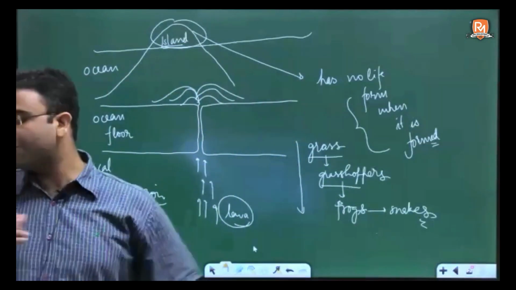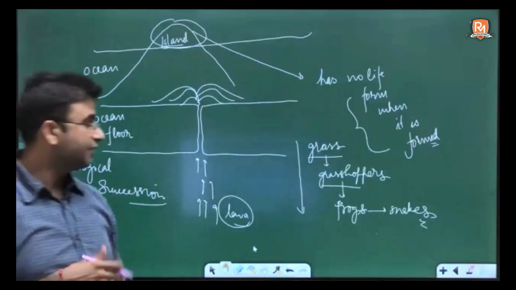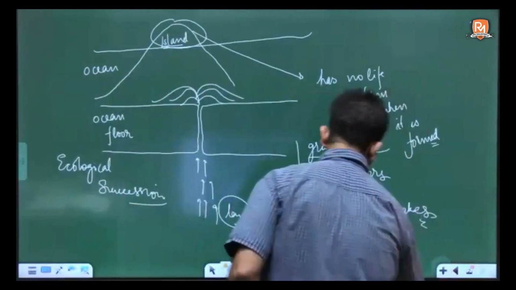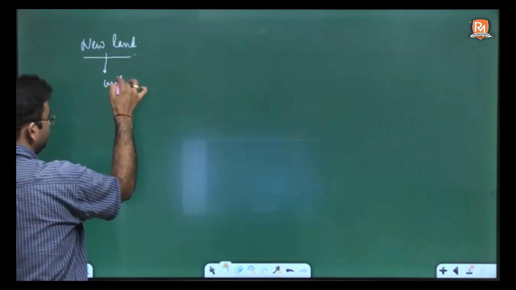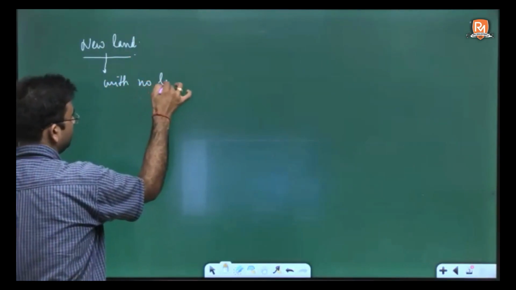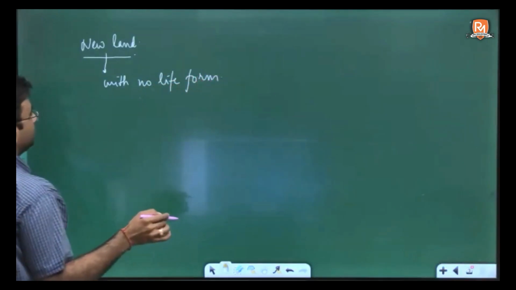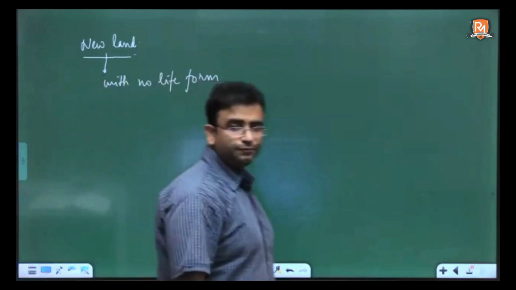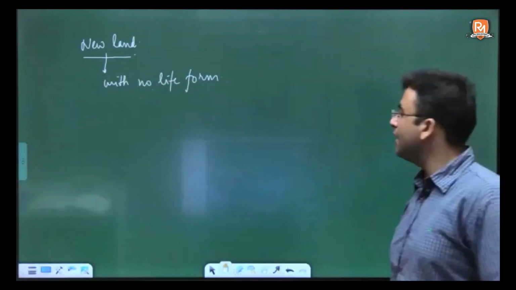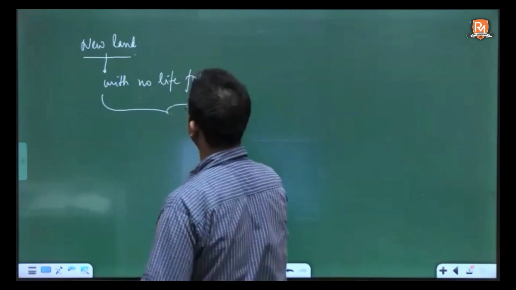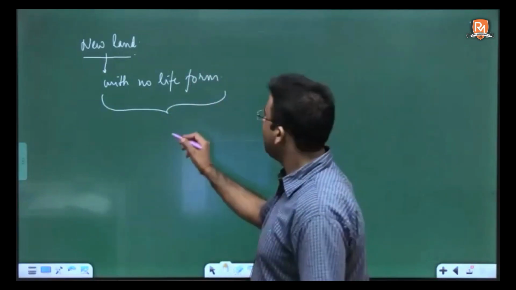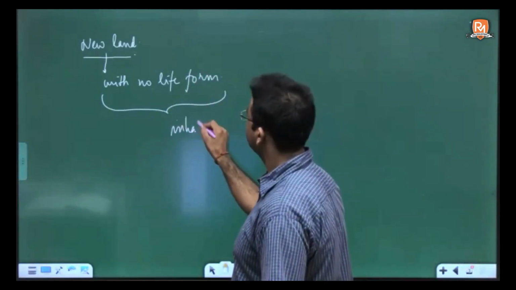Now there are different types of ecological succession. Let's discuss them. There is new land with no life form. This new land with no life form is inhabited by the first species.